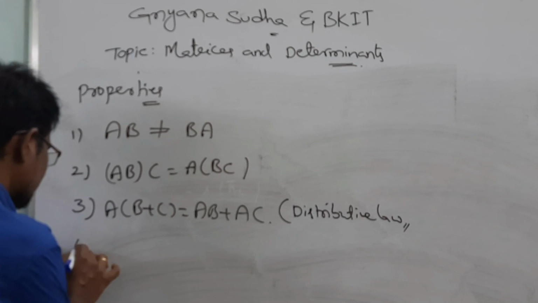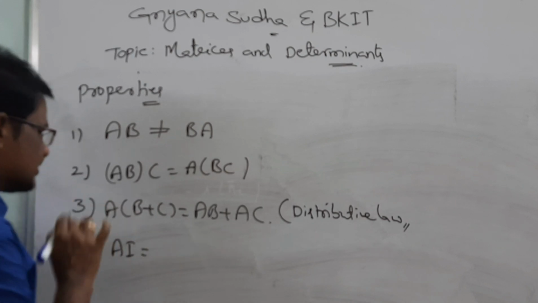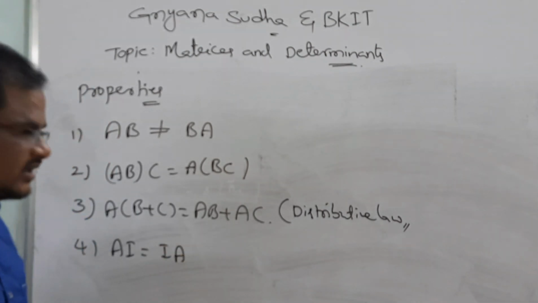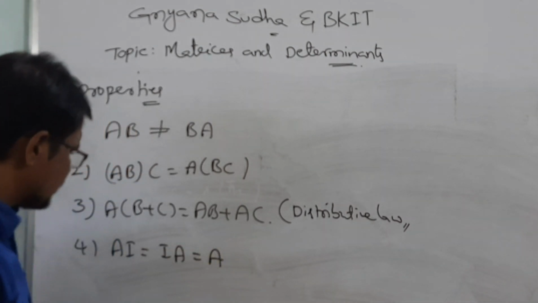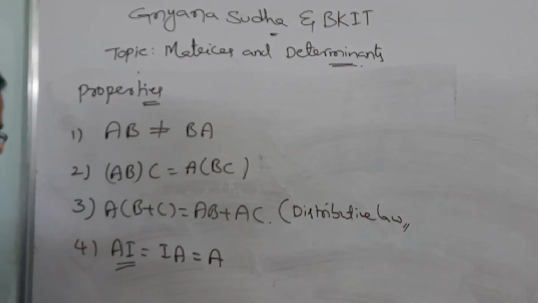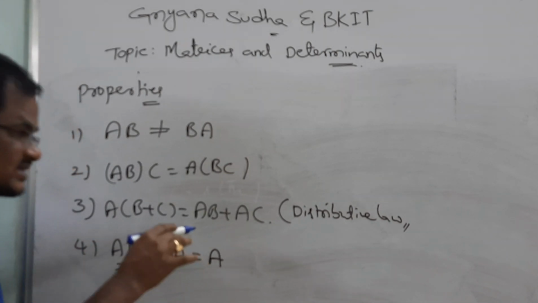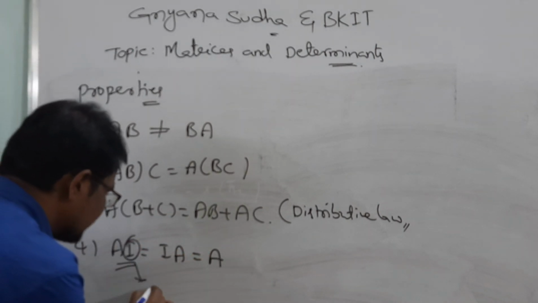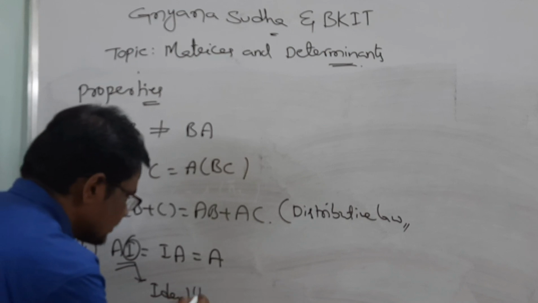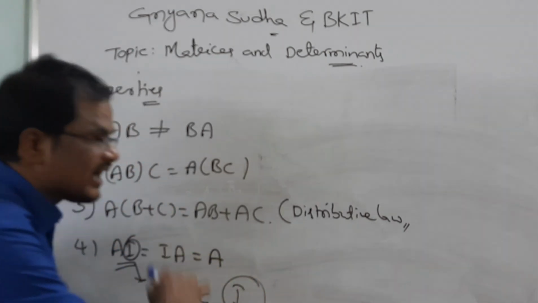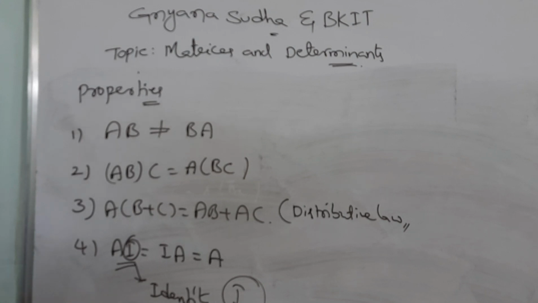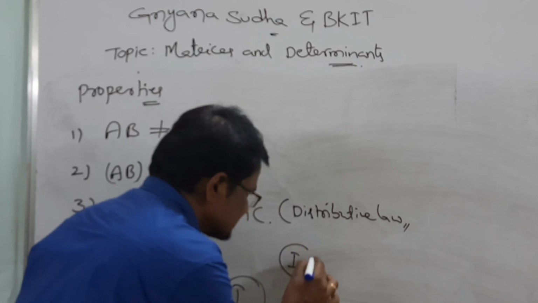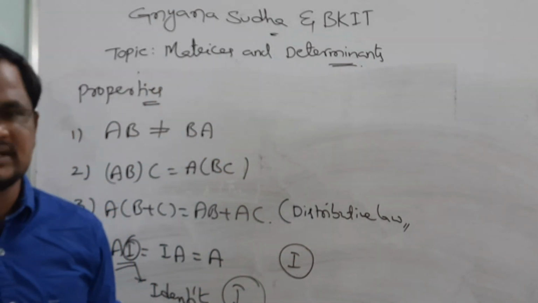And if you multiply A into the identity matrix, and the identity matrix into A, then you will get A only. If you multiply two matrices and one of them gives the other back unchanged, that is called the identity. So I is the identity with respect to multiplication, which means the identity matrix is the multiplicative identity, right?